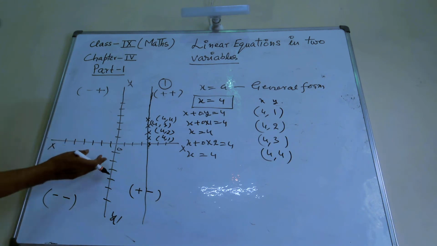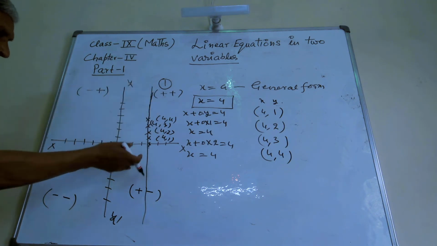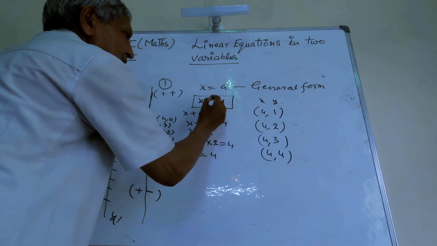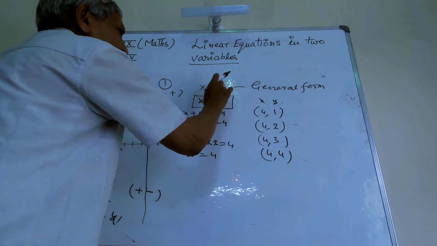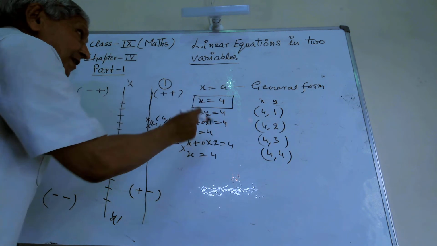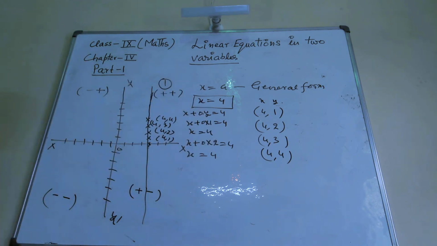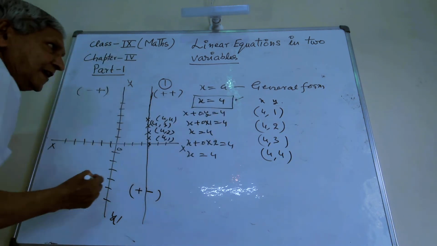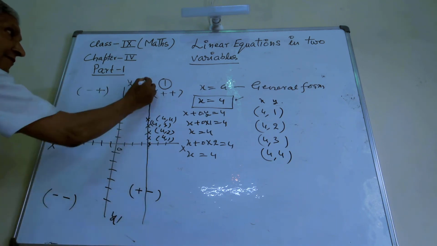This is a line parallel to the y-axis, because the perpendicular line is the y-axis. This equation is x is equal to 4. As I have told you, x is equal to a, and the line of this equation will be parallel to the y-axis. If y is equal to a, the line will be parallel to the x-axis. You have seen this by this example. The equation is given in x and the line is parallel to the y-axis. This is the y-axis and this is the line AB.